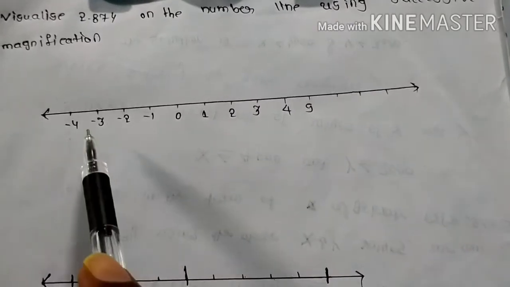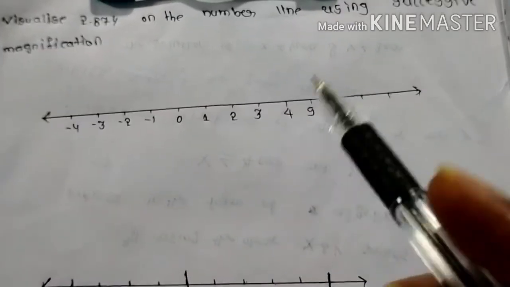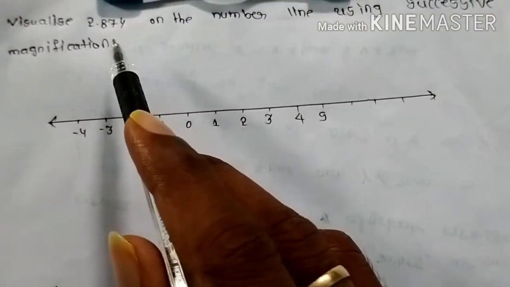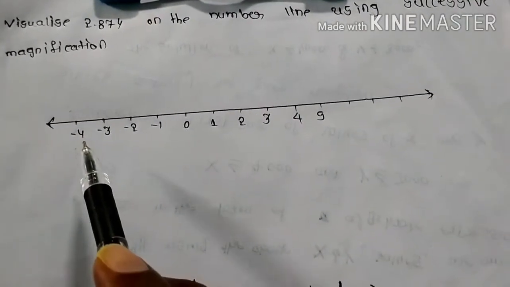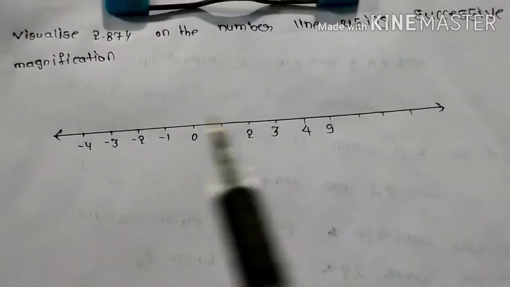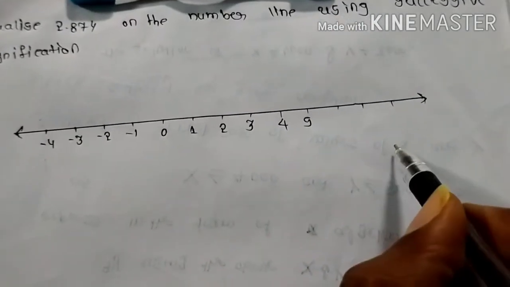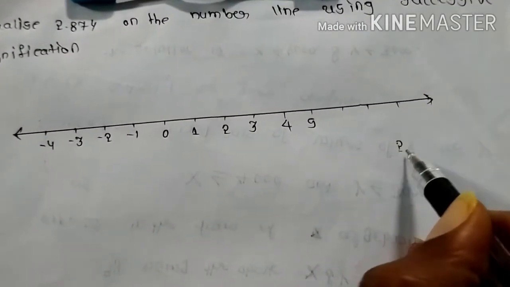Now, first of all, draw a number line. You can represent from -5 to +5, at least minimum, based on your given number. So I am writing here -4, -3, -2, -1, 0, 1, 2, 3, 4, 5. Now you can see here 2.87. Just think, 2 point how much is it?